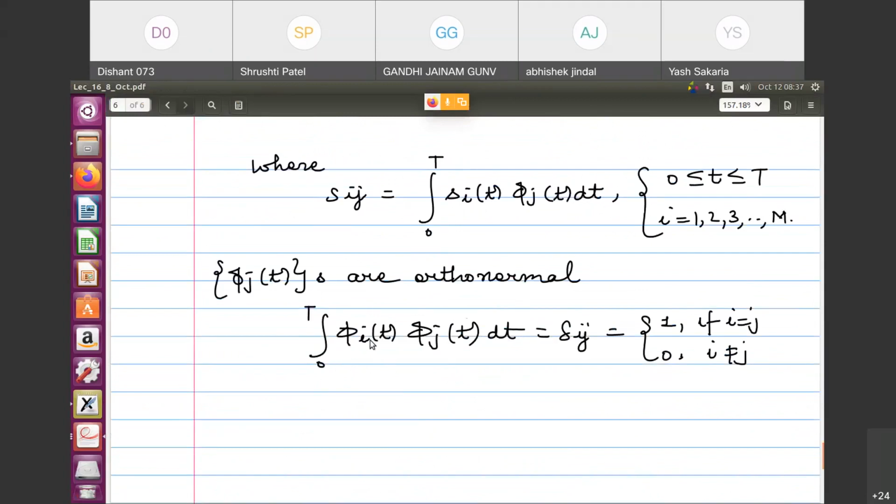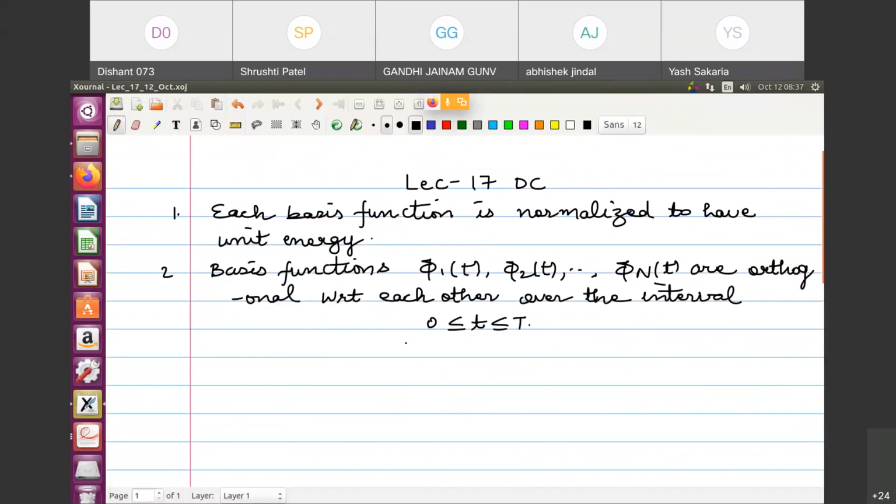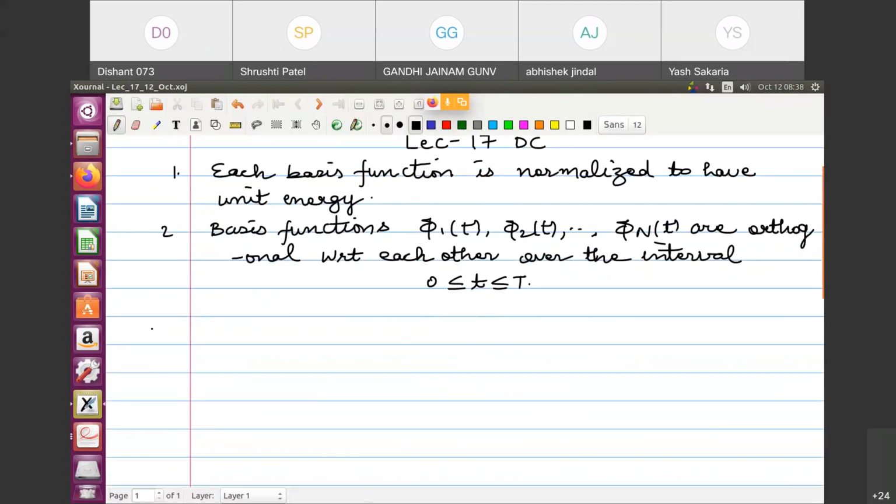So that is what we have said: first of all, they are orthogonal, because if i is not equal to j, it is 0, and if i is equal to j, this gives you the energy of phi i(t), that is integral 0 to T phi i squared(t). This is 1. So both the conditions are specified by this single equation, and we have just noted it down. Now let us see what this set is.